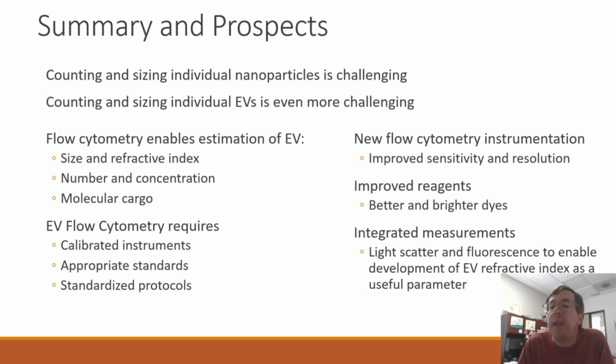Looking ahead, we can anticipate that there will be new flow cytometry instruments which will have improved sensitivity and resolution. We know that people are working on better and brighter dyes, and so both of these anticipated improvements are going to make our lives easier. And then finally, we can look forward to integrating the light scatter and fluorescence measurements I described here to develop EV refractive index as a useful parameter, which I think is going to be useful.